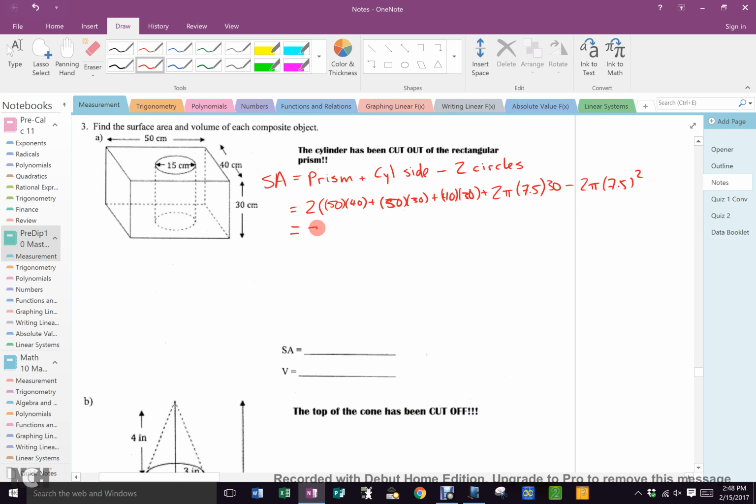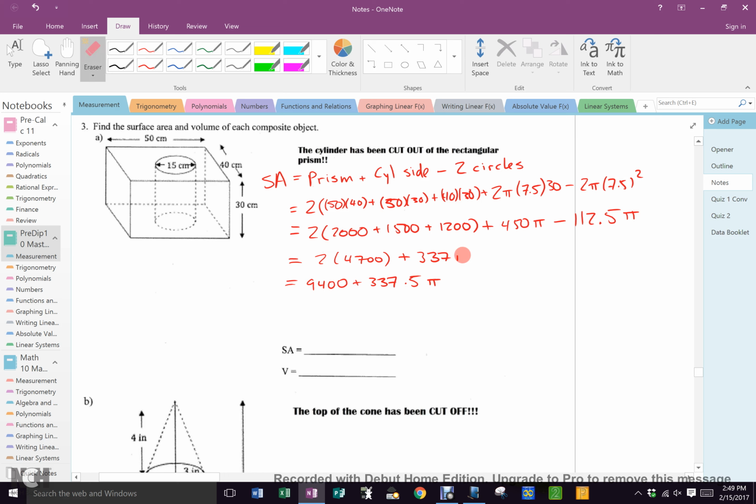Hard to do in one step, so I'm going to do it in a couple. 50 times 40 is 2,000, plus 50 times 30 is 1,500, plus 40 times 30 is 1,200, plus 450 pi minus 112.5 pi. 2,000 and 1,500 and 1,200 is 2 times 4,700 plus 337 pi, because that's what this is. So it's 9,400 plus 337.5 pi.